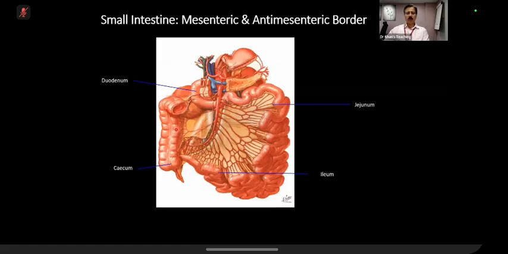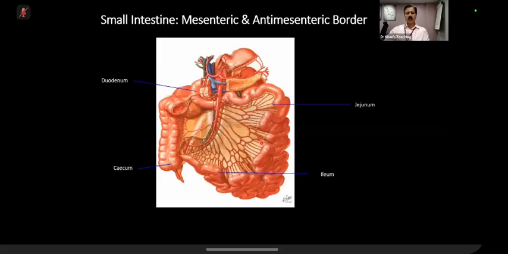Also remember the concept of mesenteric border as well as anti-mesenteric border. So mesenteric border is, of course, to the side of the mesentery, and the other one is anti-mesenteric border. Most of the pathologies happen at the mesenteric border. Anti-mesenteric border, remember Meckel's diverticula. That is important for the exam, anti-mesenteric border.